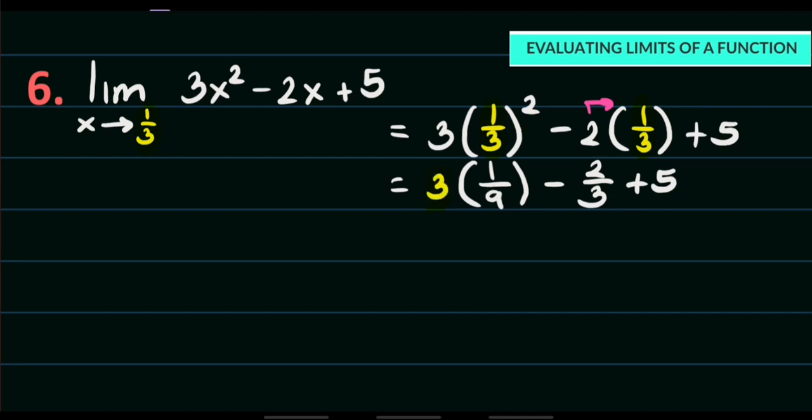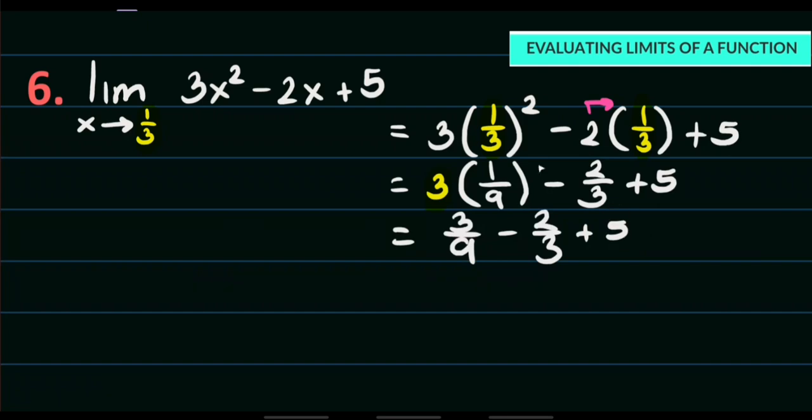So right now, to simplify this expression, we need to consider the order of operations, yung tinatawag nating PEMDAS, MDAS, or GEMDAS. So let's multiply 3 times 1 over 9. 3 times 1 is 3. And then copy the denominator 9. And then copy the remaining terms. We have minus 2/3 and then plus 5.